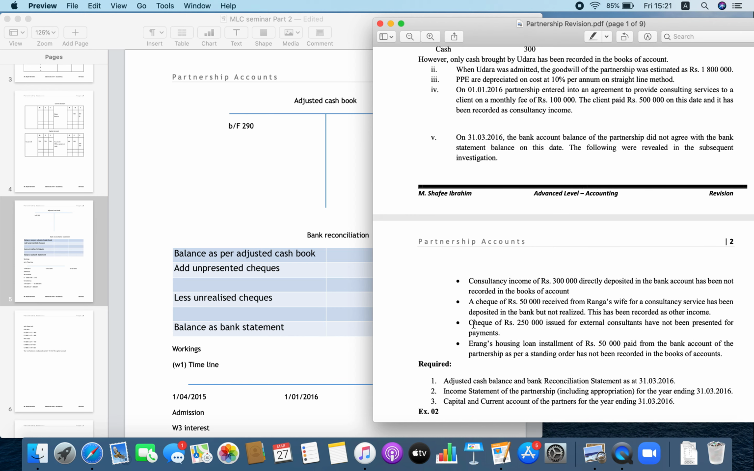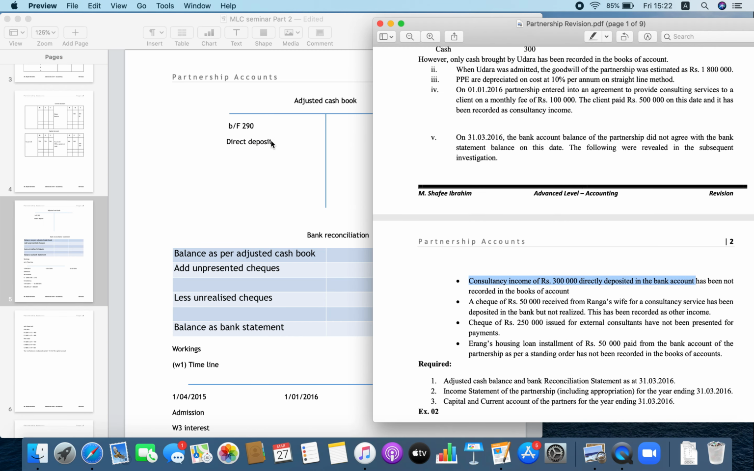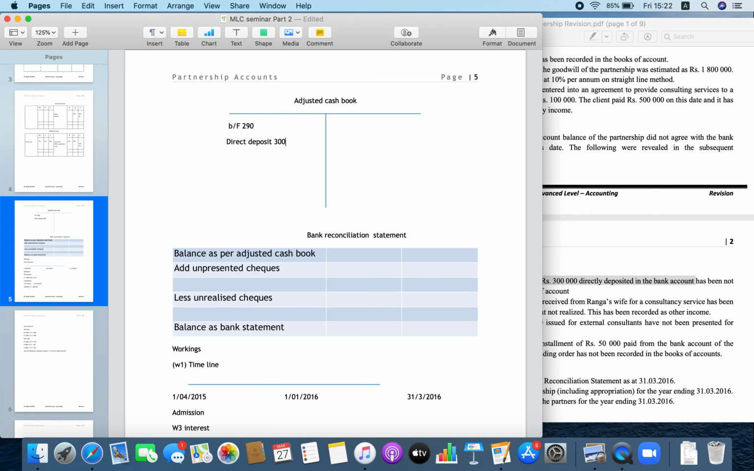Right, it says consultancy income of 300,000 directly deposited in the bank account. So remember, in the revision class we have already done bank reconciliation, direct deposits. So when there is a direct deposit, number one, you have to mark this inside your adjusted cash book. So first you mark over here, direct deposit. Right, so therefore there's a direct deposit of 300,000. So you mark that one.